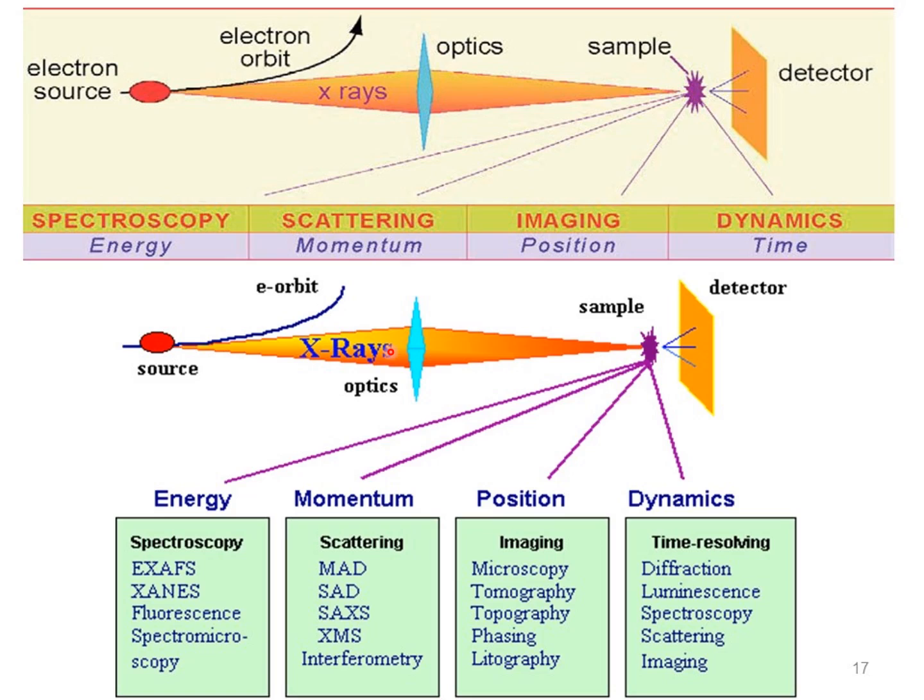Again, we see this diagram here. Source, electron, orbit, X-rays, optics, sample, detector. Energy means spectroscopy, resulting in different forms of spectroscopy. Momentum means scattering, in different forms of characterization technique. Similarly, position means imaging, resulting in these types of characterization technique, and in the case of dynamics, meaning time resolving, it occurs in these different characterization techniques.